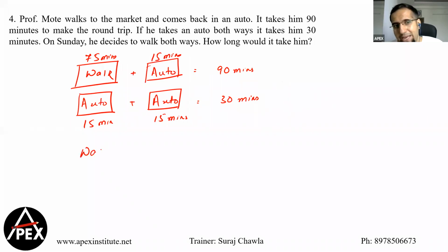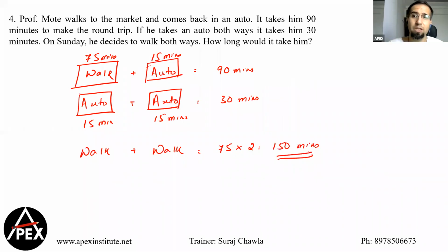So on that fine day, he walked on both the sides. If he walked on both the sides, that becomes 75 into 2, which is equal to 150 minutes, the time for which he has been walking. Is this point clear with all of us, guys? And therefore, the answer is 150. Great. Let's move to the next question, please.